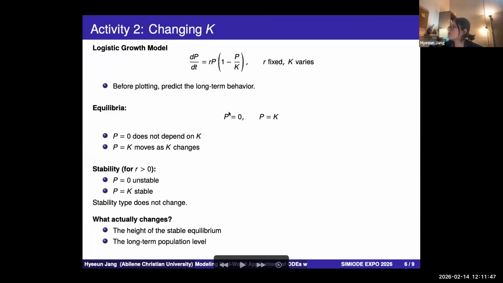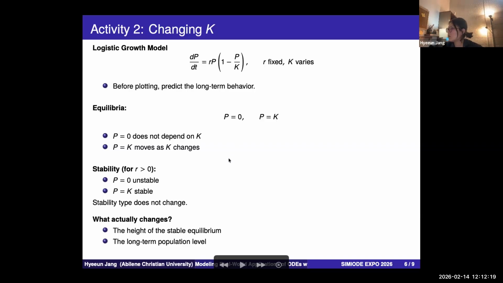So we just switch the roles: we fix the natural growth rate and change the carrying capacity. You're already aware that the equilibrium P equals 0 does not depend on the carrying capacity, but the second equilibrium, the carrying capacity K, changes if K changes. So the equilibrium level just moves up or down depending on K. So I might ask them what changes when K changes.